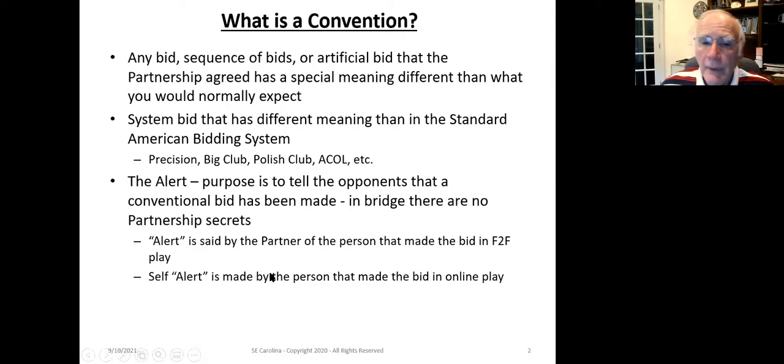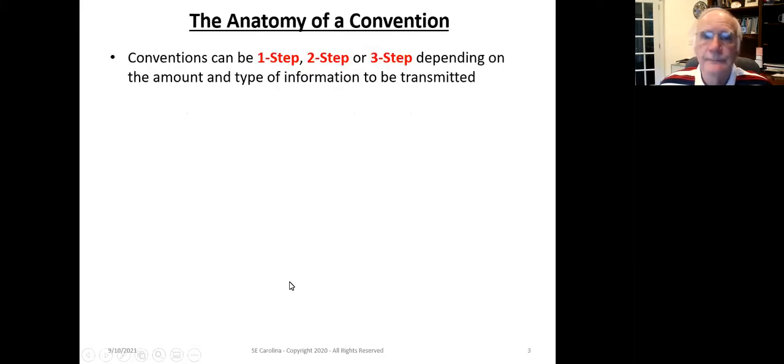In online play, we use a self-alert, and the person making the bid types in what the meaning of the bid is, and it's only displayed to the opponents. So that information is not conveyed to his or her partner. So this creates the mechanism for us to always be able to tell the opponents what our bids mean and keep the playing field level.